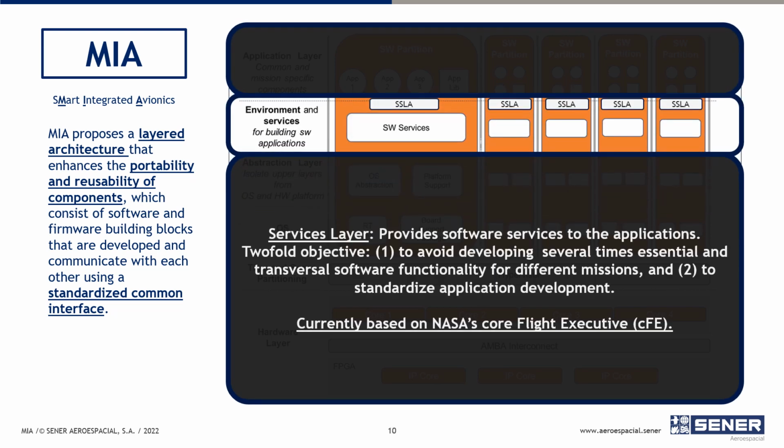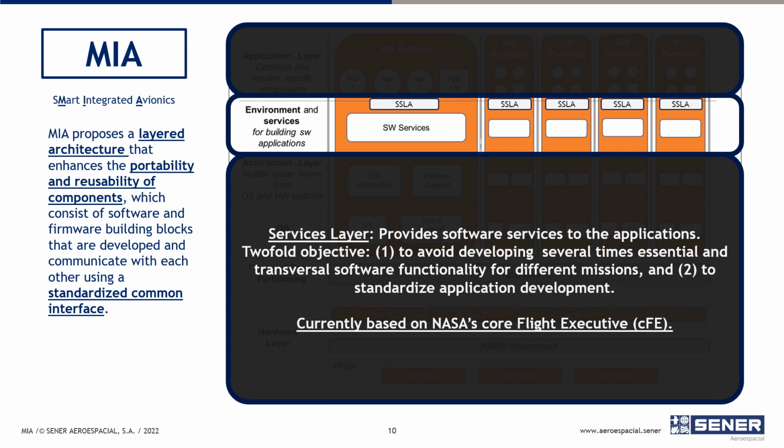Above the operating system layer, we would have the service layer. Basically, this layer implements all cross-cutting functionality for different space missions. This has a dual purpose. On the one hand, of course, to avoid re-implementing basic system functionality from one mission to another. But on the other hand, by always accessing this basic functionality through this layer, the development of applications running on it is standardized. Currently, we have leveraged the power of NASA's Core Flight Executive to implement this layer.